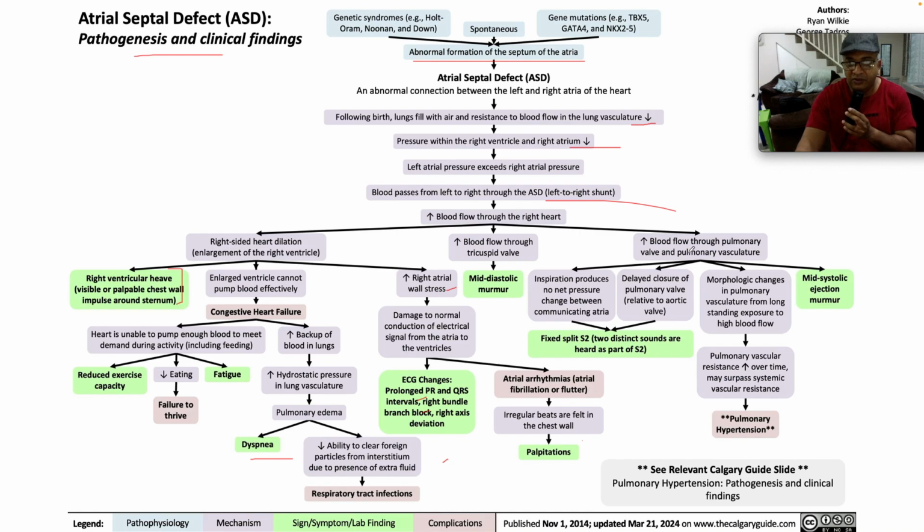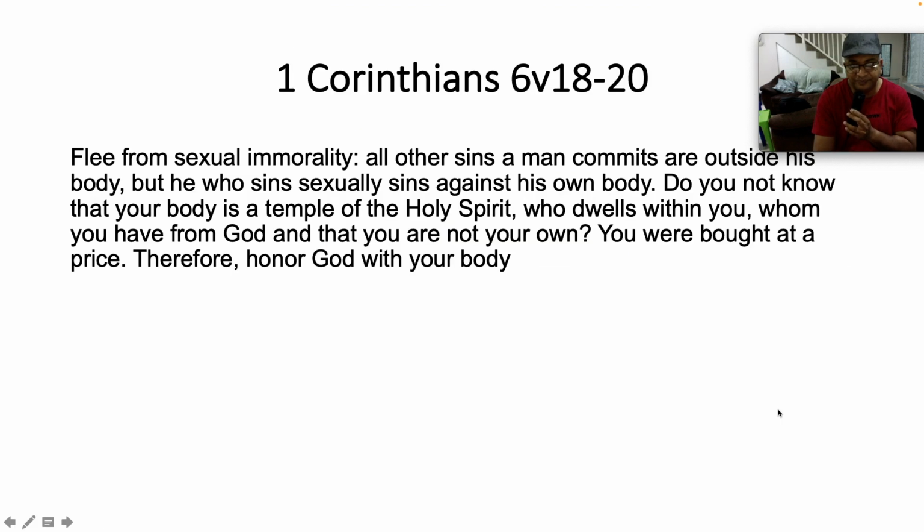Right, and then of course the increased blood flow through the tricuspid valve gives us the mid-diastolic murmur. And increased blood flow through the pulmonary valve and pulmonary vasculature will eventually lead to the fixed splitting of the second heart sound, the mid-systolic ejection murmur, and the development of pulmonary hypertension.